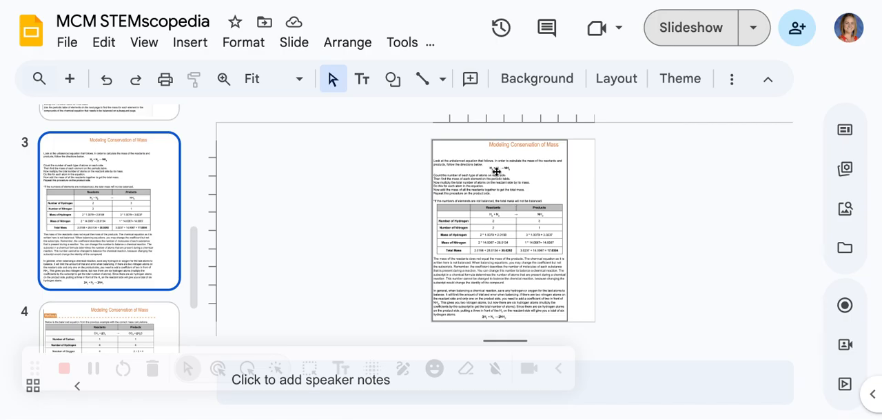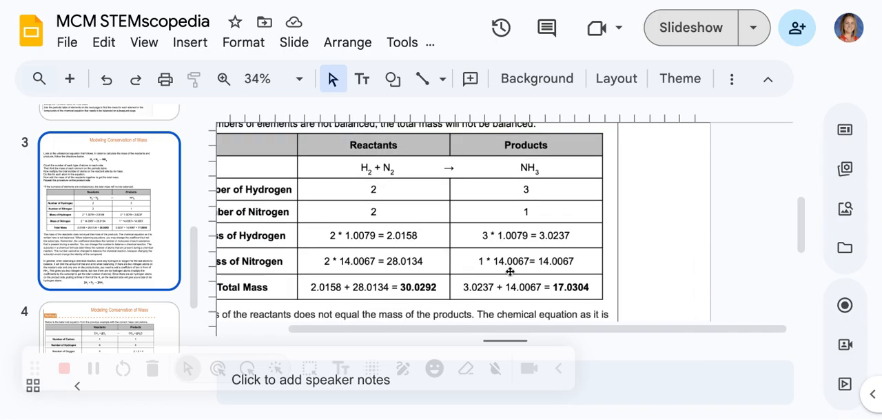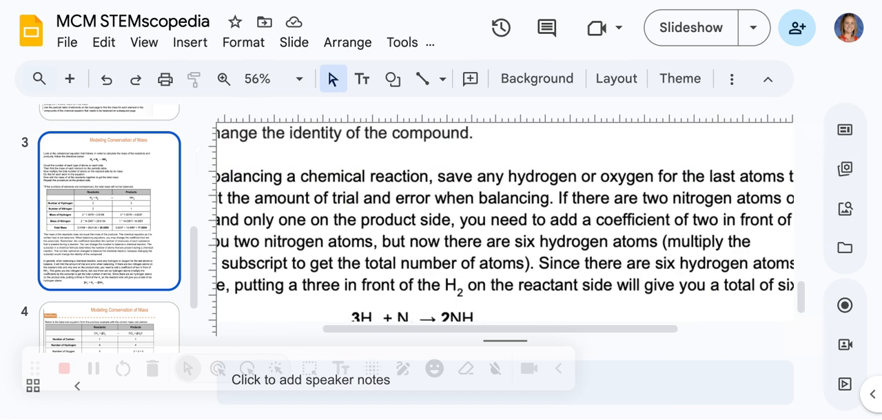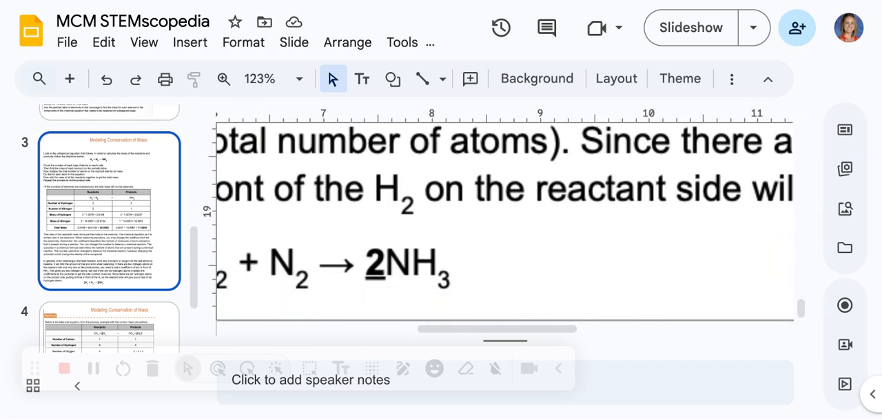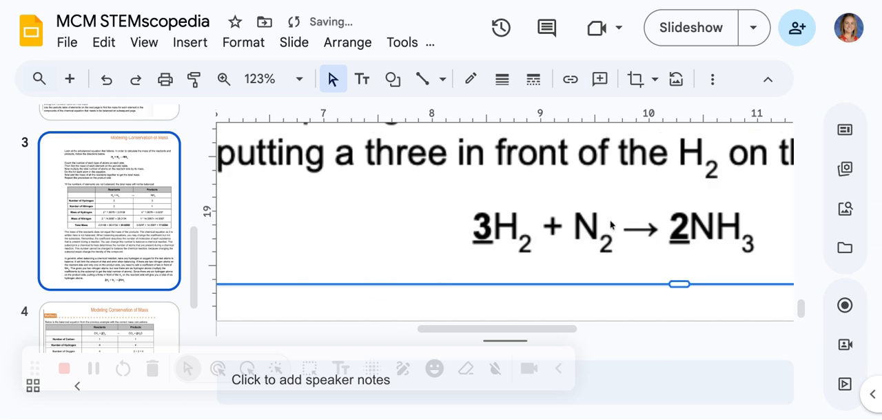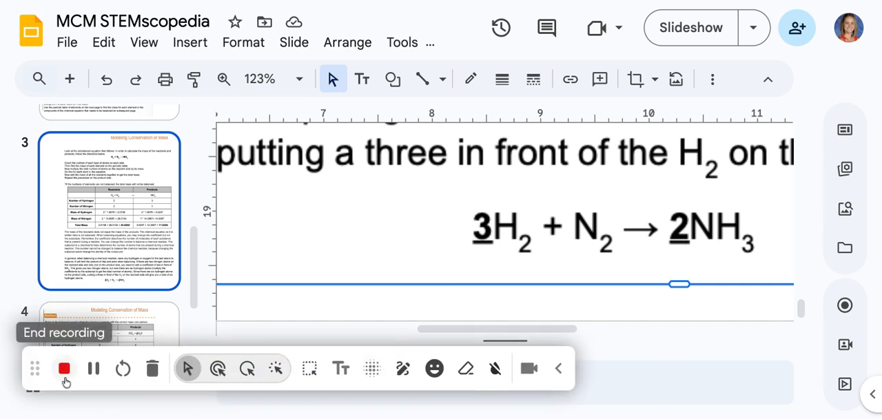So if we want to zoom in here, take a look at this. Okay, so if we do 3 times 2, that gives us 6 hydrogen. We have 2 times 3, that gives us 6 hydrogen. So we have 6 and 6. Now let's look at the nitrogen. We have 2 nitrogen, and then we have 2 times the invisible 1, and that gives us 2 nitrogen. So now that is a balanced chemical equation.